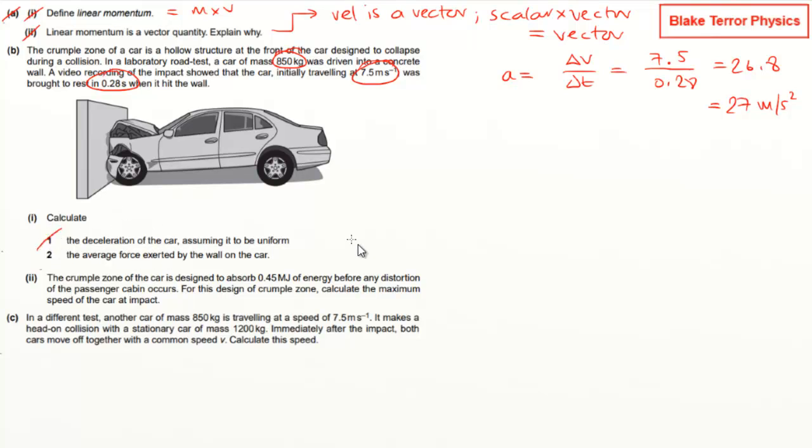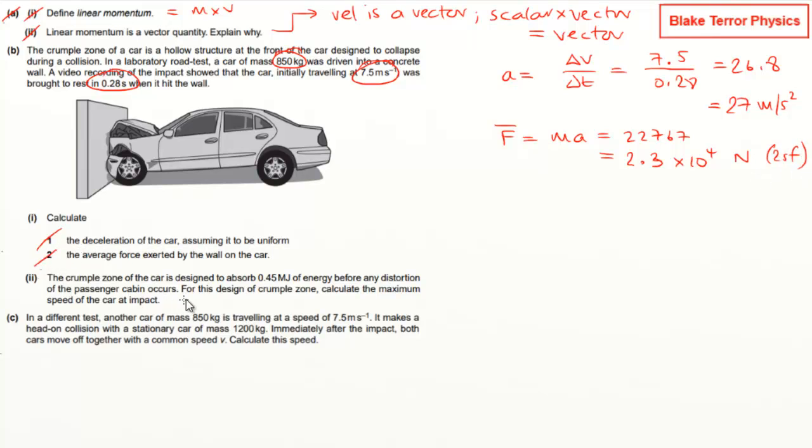What is the average force exerted by the wall on the car? Well, the average force is the mass times the acceleration, so let's multiply that by, what was the mass, 850, which gives us 22767. So that's going to be 2.3 times 10 to the 4 newtons, keeping everything again to two significant figures.